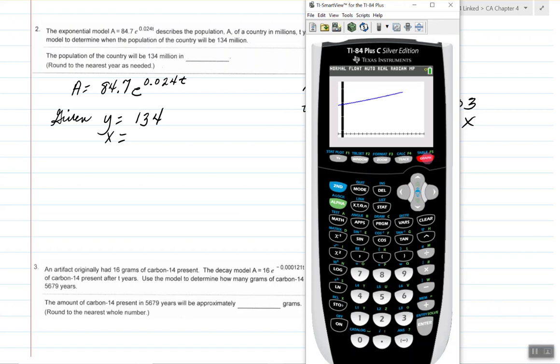And there is the 134. I barely see it, but it is enough. Second, calc, choice number 5. Head over to it.